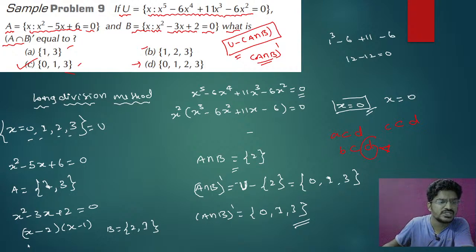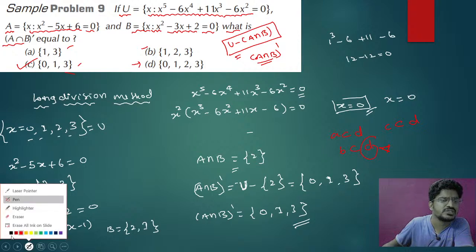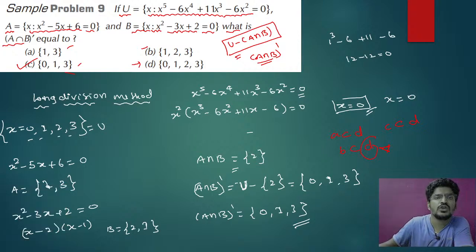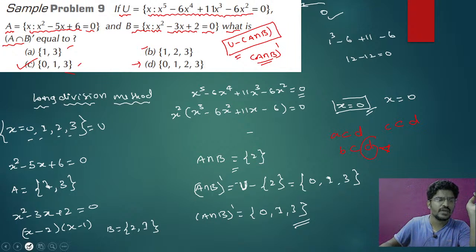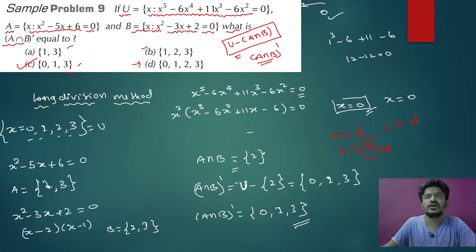How to verify? You just check. You put 0 in the place of x. What will happen? x to the power of 5 minus 6x to the power of 4 plus 11x cube minus 6x square will become 0. That means 0 satisfies, so it has to be in U, right?